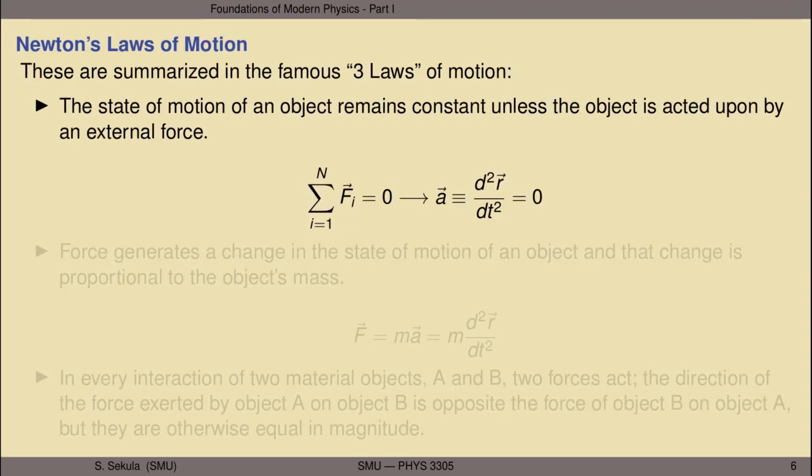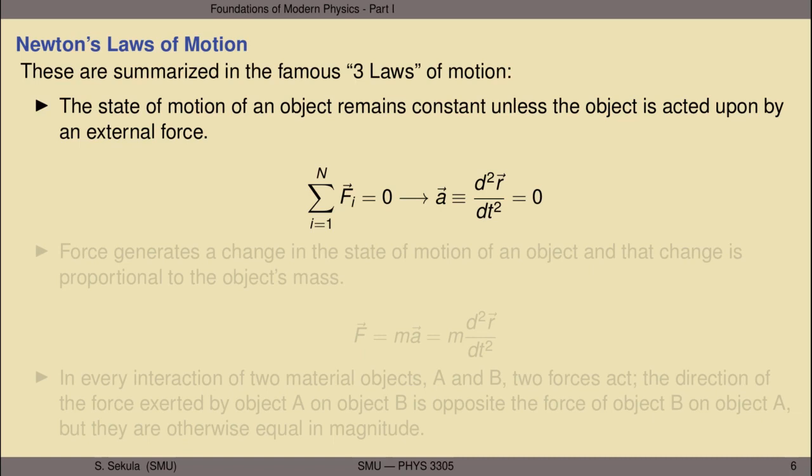Vectors are an essential building block of everything that happens in mechanics. But the real laws of nature that we encounter in a course on introductory mechanics are Newton's famous 3 laws of motion. The first law states that the state of motion, that is, the velocity of an object, remains constant unless the object is acted upon by an external force.